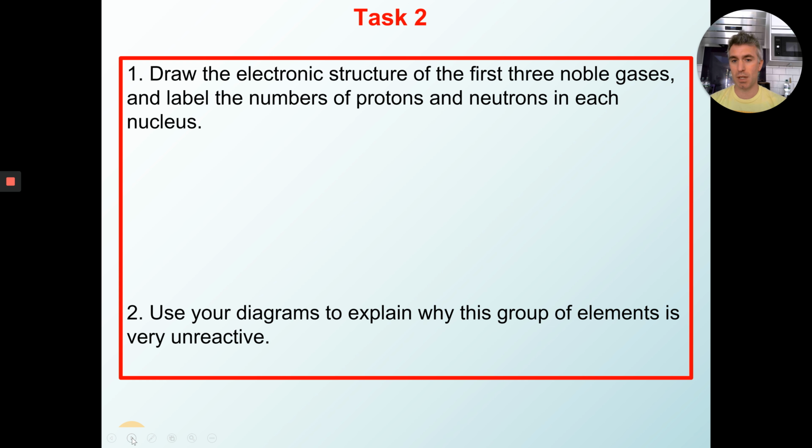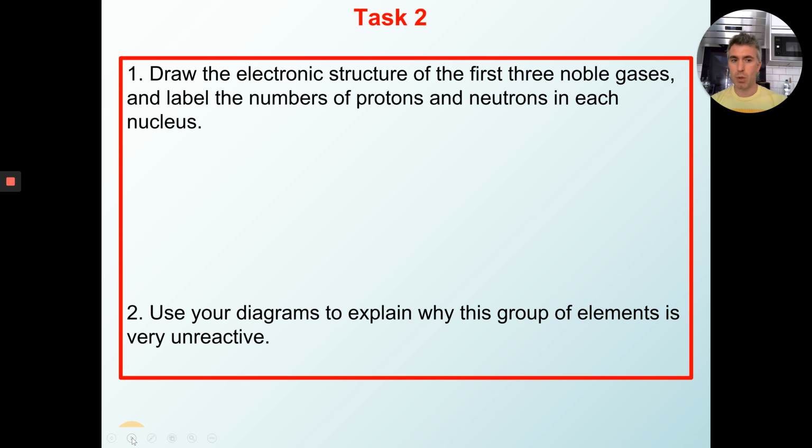Time for you to do things. It says task 2 there. You haven't really done anything else, so it's probably still task 1, apart from the starter. So, first thing, I'm not going to give you the answers. Draw the electronic structure for the first 3 noble gases, and label the numbers of protons and neutrons in each nucleus. Use your diagrams to explain why this group of elements is unreactive. So the first one is a drawing, and the second one is explaining why they don't react.